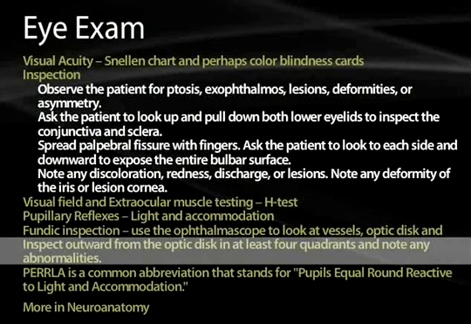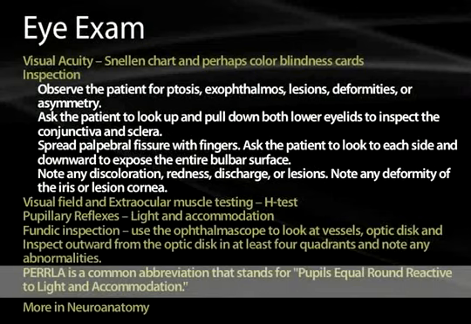And there's another thing that you can do called PERLA as a memory tool, which is abbreviating for checking the pupils if they're equal, round, reactive to light and accommodation. You want to make sure you don't get lazy on the accommodation part, where a lot of people will fall short of it. You'll have a lot more on the eye exam and some of the different testing, such as the visual field testing in neuroanatomy.